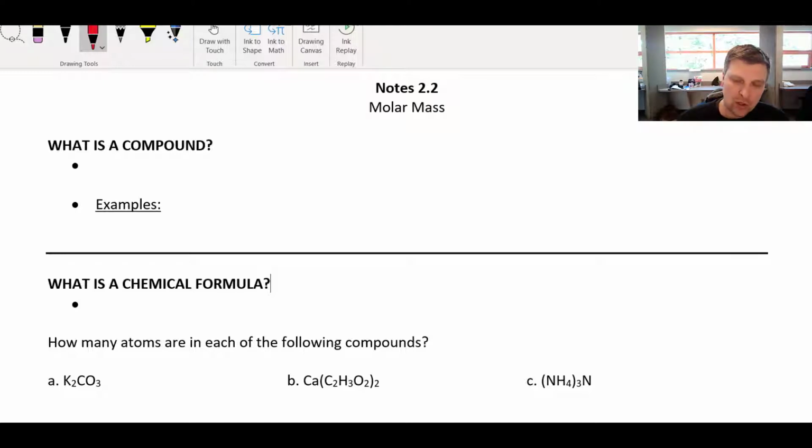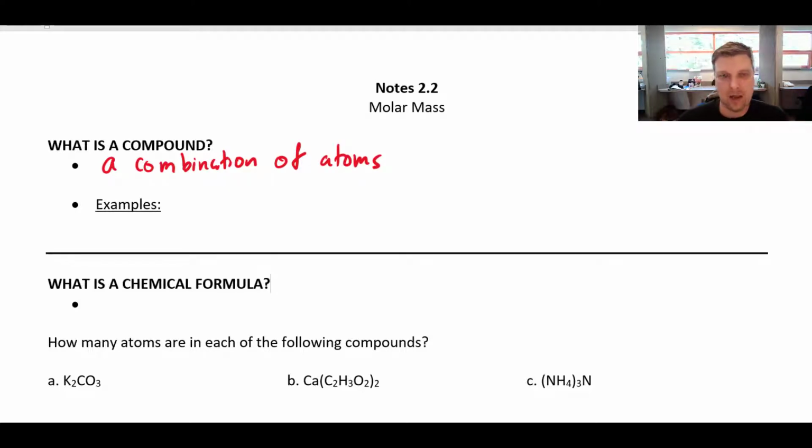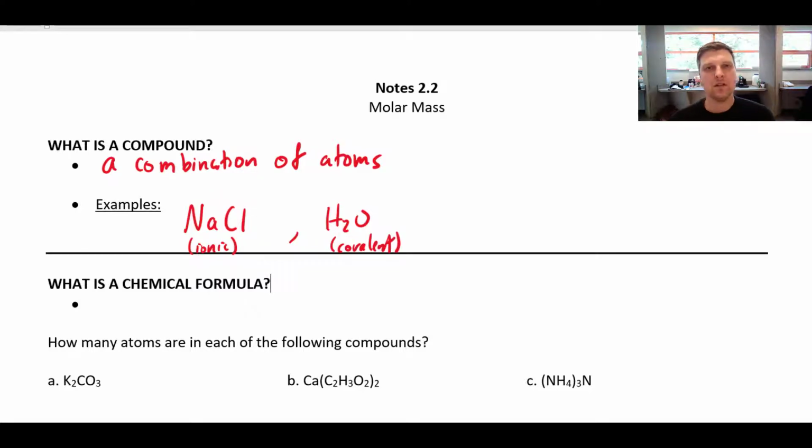So when we start to make compounds, which is to combine things together, a compound is a combination of atoms. Okay, and so we can see different examples of compounds, like for example NaCl or H2O. And so we know, for example, NaCl is an ionic compound, and we know that H2O is a covalent compound. For the purposes of finding the molar mass, it doesn't really matter whether we're dealing with ionic or covalent. You just need to know what the chemical formula is.